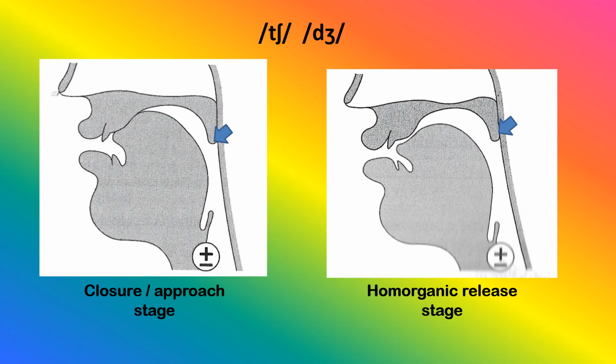As you can see here, we have again the velum blocking the nasal tract. In the first diagram, you identify the closure or approach stage, in which the tip and blade of the tongue articulate with the teeth ridge and the back of the teeth ridge, and then a homorganic release stage in which you can see the narrow space through which the air escapes, producing friction.